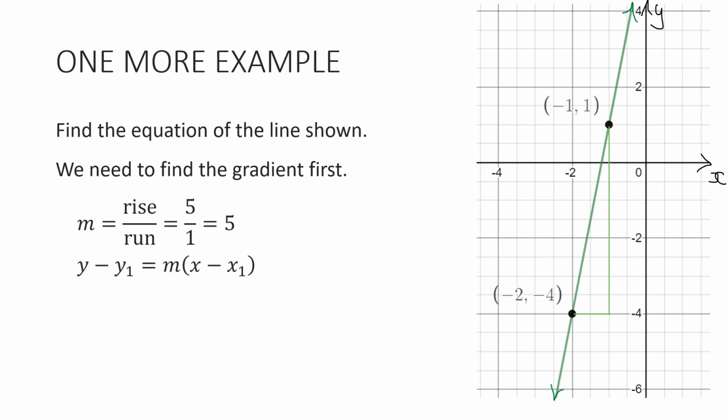All right. Here's our formula. We need to choose one of these points as x1, y1. It doesn't matter which one because they both lie on the line. I'm going to choose this one. So y take away 1 is equal to 5, and then in brackets x take away -1. We need to expand this out, remembering that this is plus. So y take away 1 is equal to 5x plus 5, and then finally bring our -1 over. y is equal to 5x plus 6.